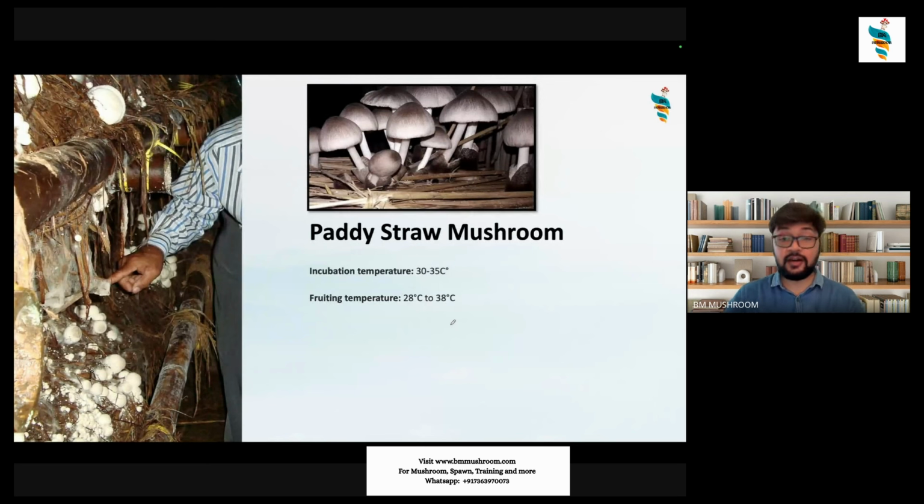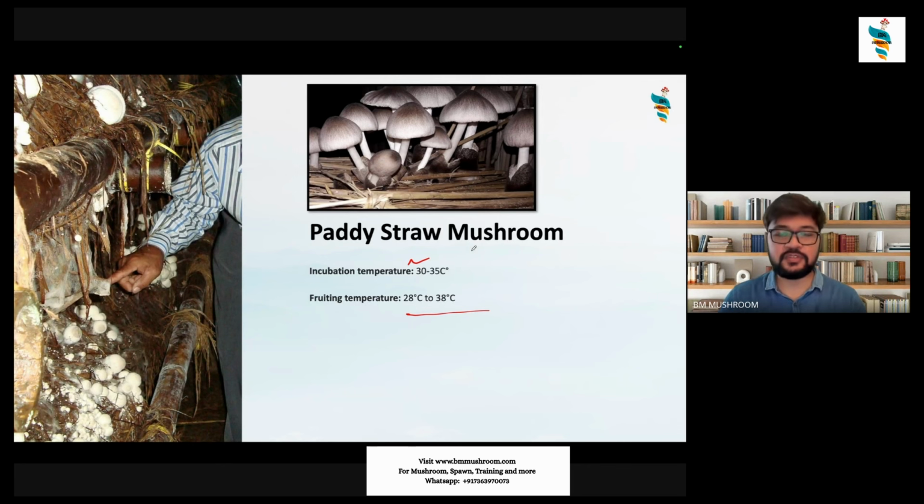Pedistra mushroom, another warm-loving species. It can be grown in some hot temperature, around 28 to 38 degrees Celsius. It is one of the fastest growing mushrooms, very, very delicious. And this mushroom's incubation temperature is also quite high. This mushroom doesn't take much time, only 7 to 12 days is enough. This will fruit. So there are mushrooms which can be grown within 7 to 10 days, like pink oyster mushroom can also be grown within 1 or 2 weeks at max.